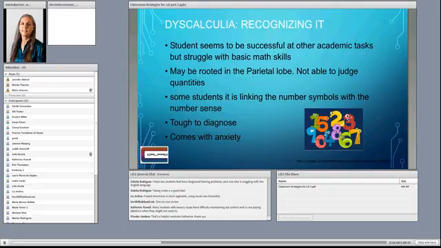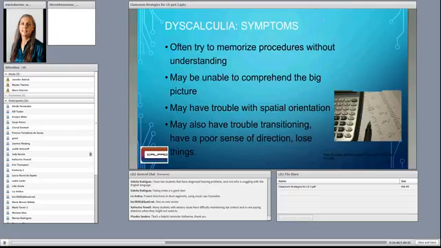So with math disabilities, a student seems to be successful at other academic tasks, but struggles in basic math skills. We think it's rooted in the parietal lobe, where people are not able to judge quantity. For some students, it's linking the number symbols with the number sense. So they'll see the 52, but they haven't really got a good idea of what 52 is. Like I said, it's really tough to diagnose, and it comes with a lot of anxiety.